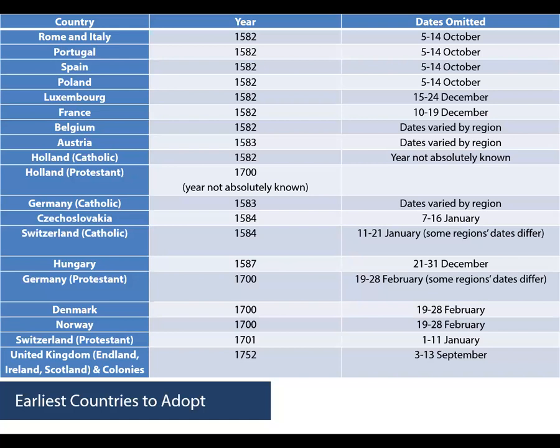And the United Kingdom, which included England, Ireland, Scotland, and the colonies, do not adopt until 1752, and the days that get omitted are the 3rd to the 13th. The reason they don't adopt until 1752 is they are really against adopting anything that came out of the Catholic Church.